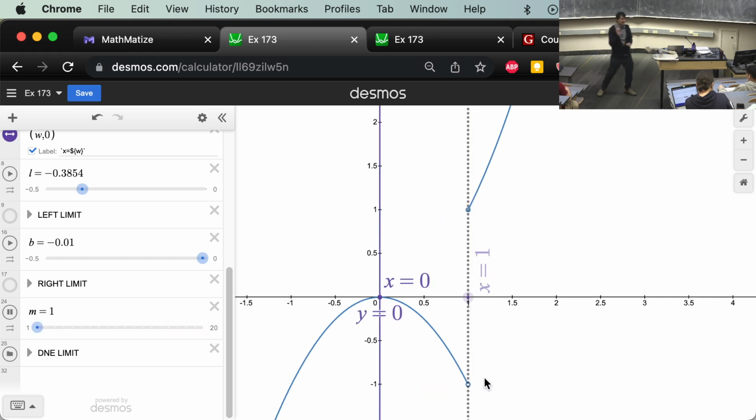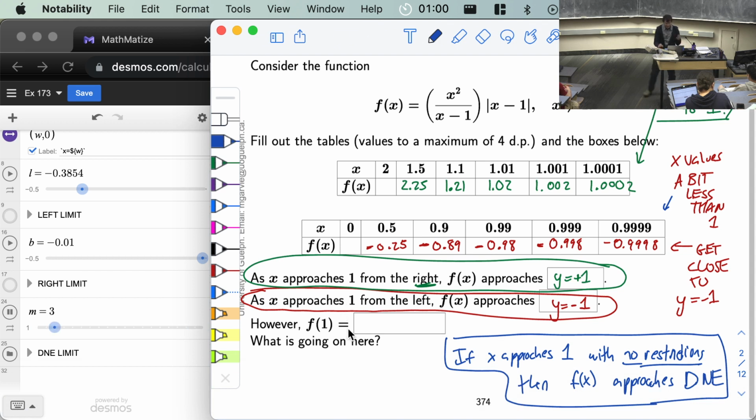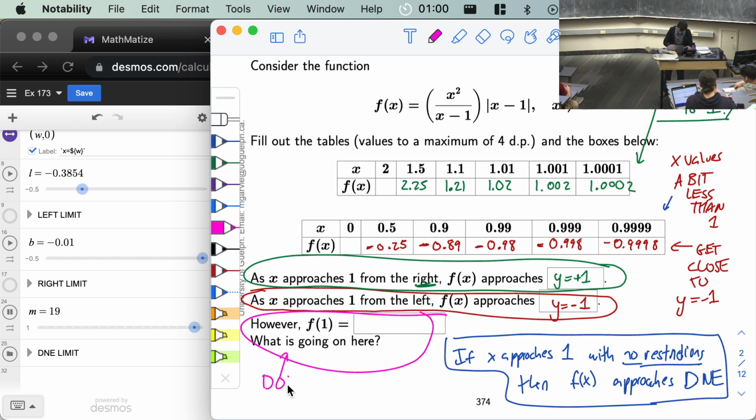OK. I'm going to say there's one other thing in the notes, which says f of 1 equals blank. However, f of 1 equals blank. And this blank is very confusing, in my opinion. So I'm going to warn you guys. I'm going to highlight this and say all this stuff does not affect the limit, does not impact the limit. So I'm going to highlight this and repeat it several times this lecture.